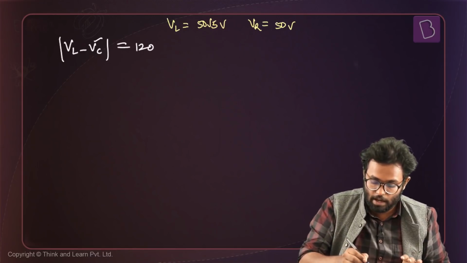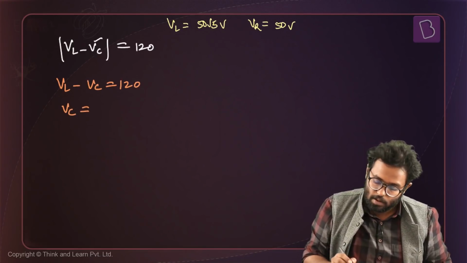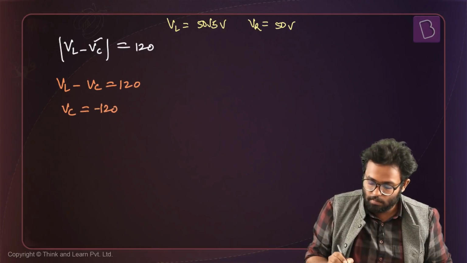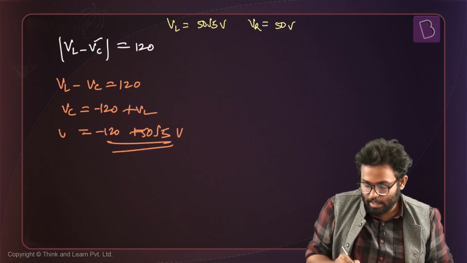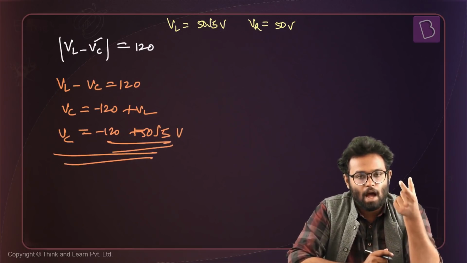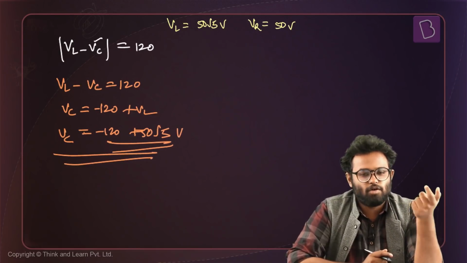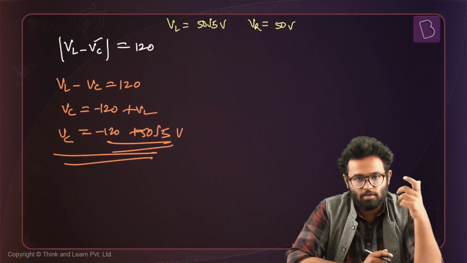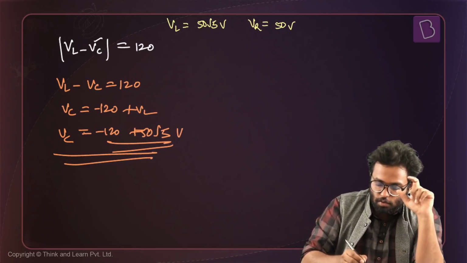I can use this equation, which says VL minus VC is equal to 120, or VC is equal to minus 120 plus VL. So that will become minus 120 plus 50 root 3. Okay, so the thing is, I got the value of VC as a negative value, but VC is the RMS voltage across the capacitor, and RMS voltage across a capacitor or an inductor or anything cannot be negative, because that's how we define RMS. It is the peak value divided by root 2. So what's wrong with this?